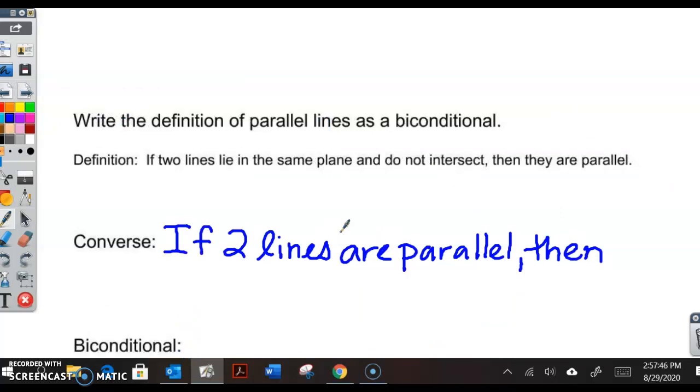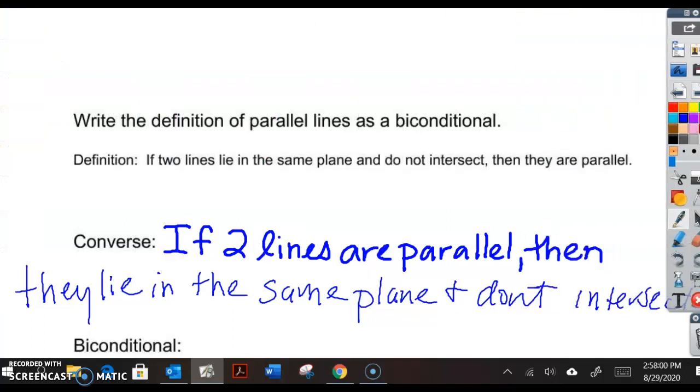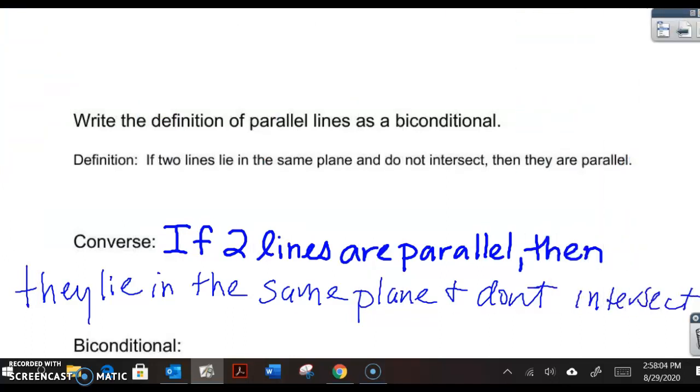Okay, so if two lines are parallel, I started it for you, then they lie on the same plane and they do not intersect. That's the converse. Let me move this so you can see what I wrote. Okay, so let's see if you can write the biconditional.